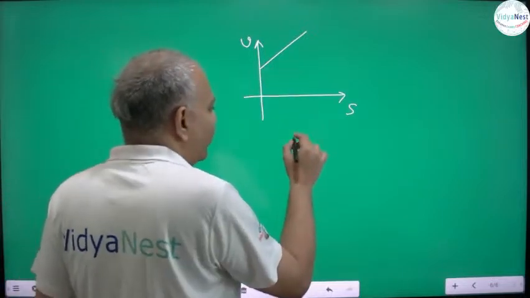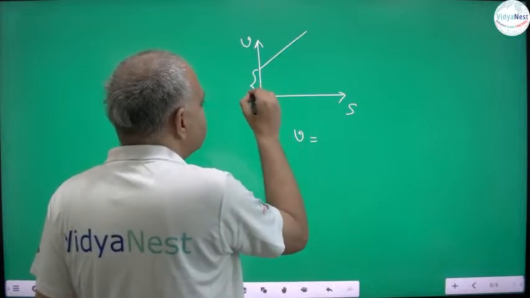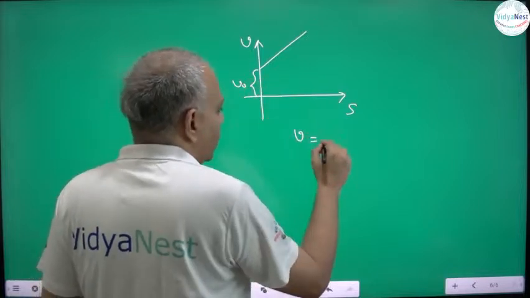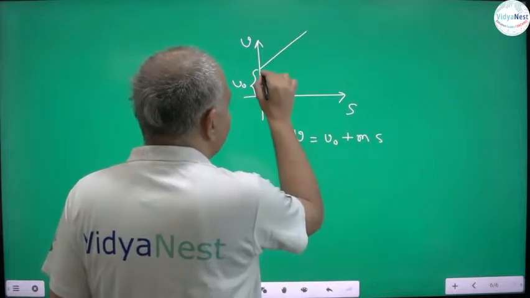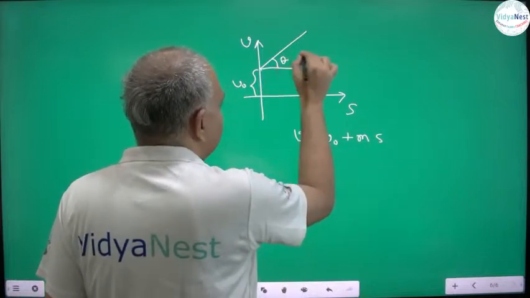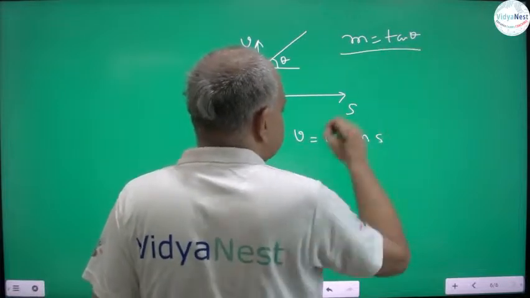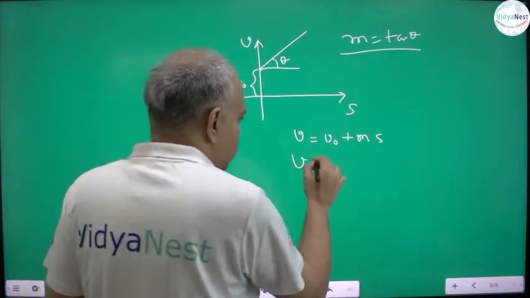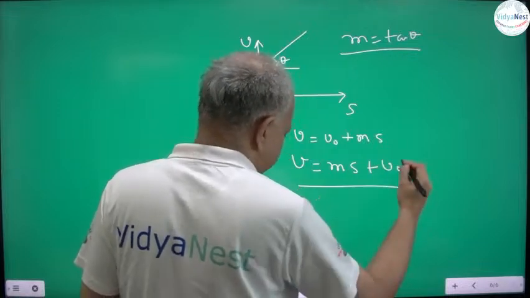So now what we can write is V equals, if this length is V naught, V naught plus M into S, if the slope of the line is theta. So M is equal to tan theta, isn't it? So V is equal to MS plus V naught. Fine.